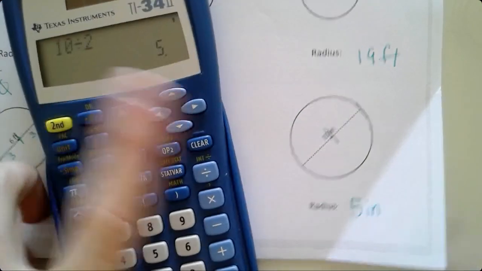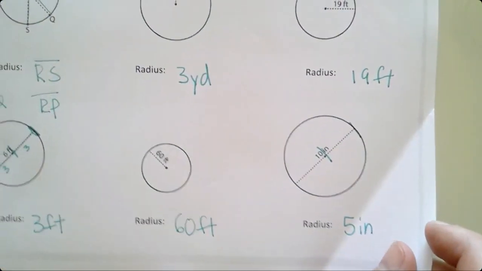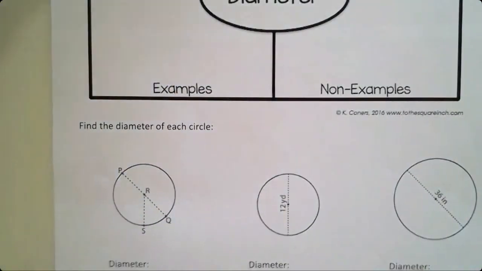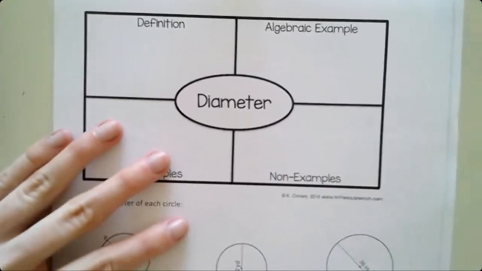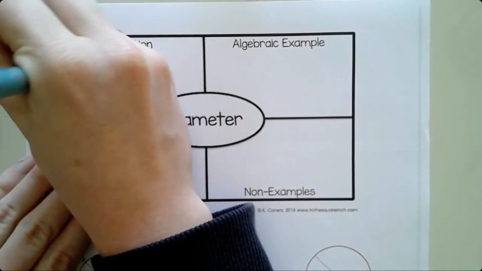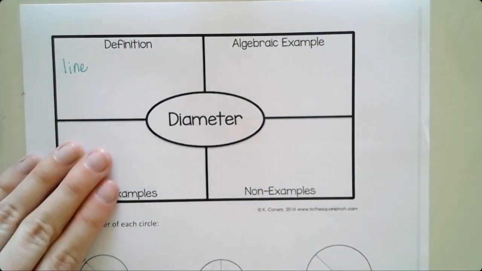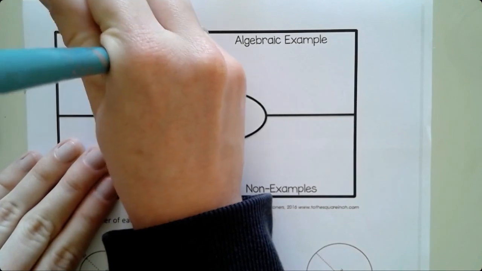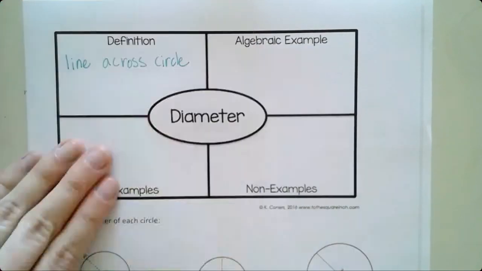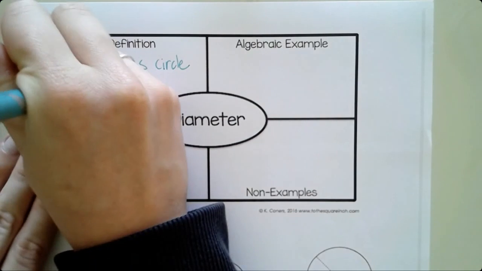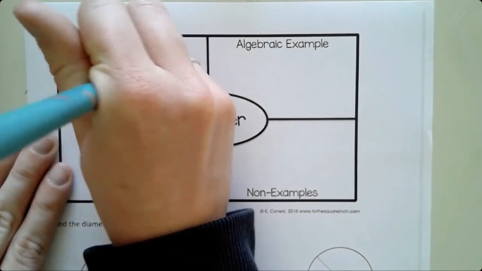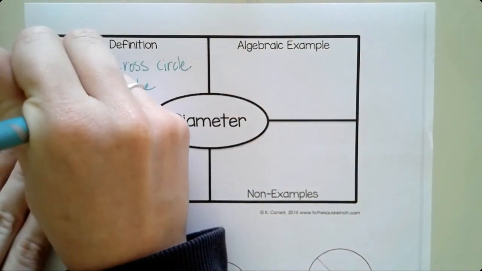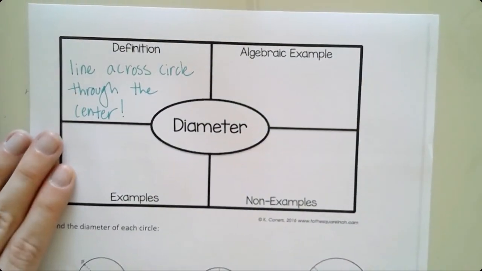Okay, so that is the radius from the center out. There is one more word that we're going to learn today, and that is the diameter. So the diameter of a circle is a line across the circle, but it has to go through the center.